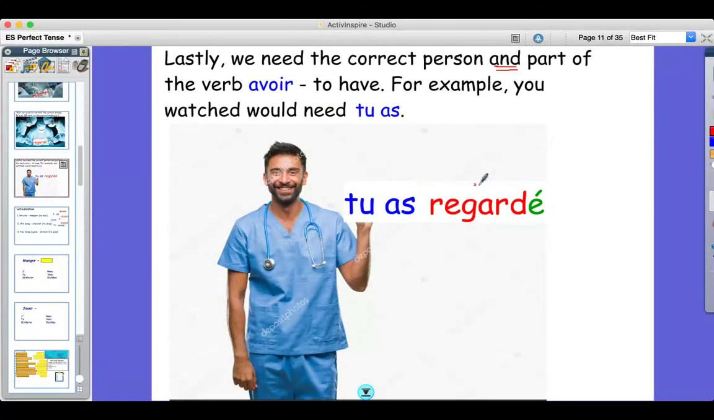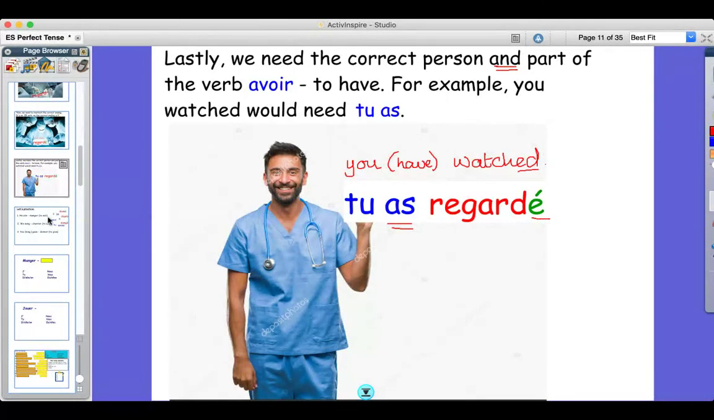You have watched. We can shorten this to you watched in English, but in French you must have the correct part of avoir. Tu as regardé, you, and we can have an optional in English, we can say have, and watched. You watched. And remember, this is our ending here.